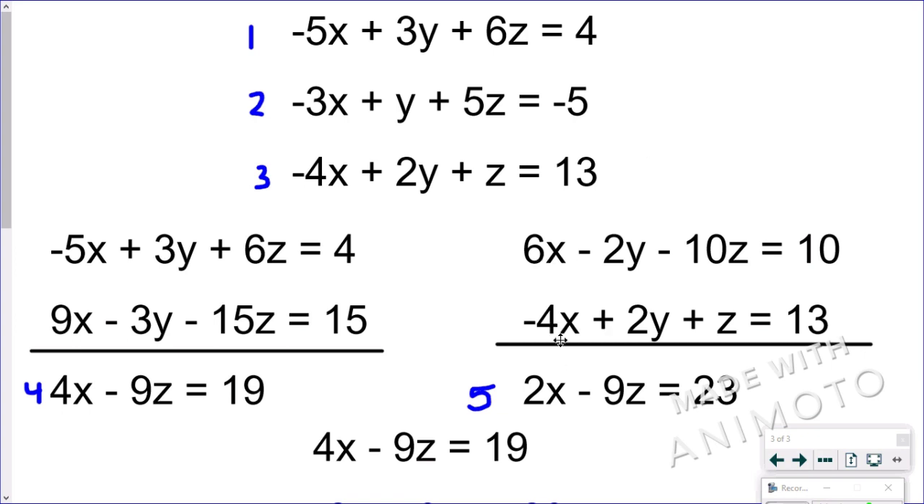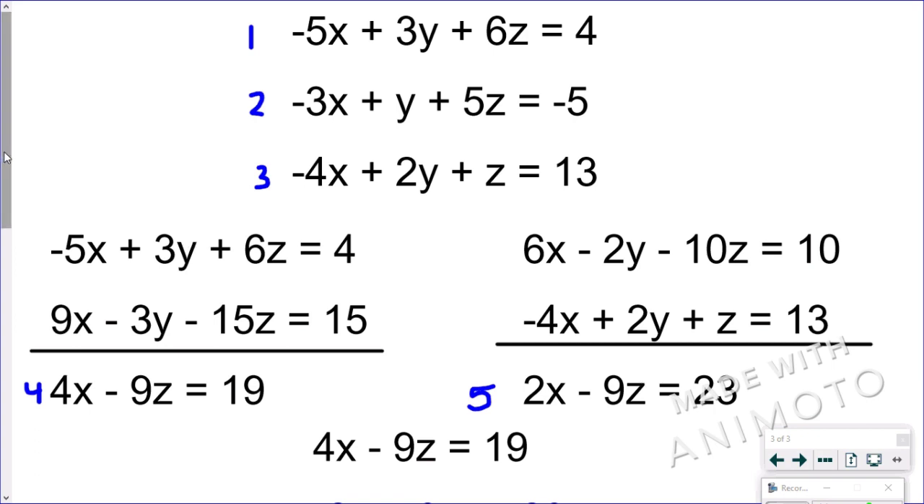And then I can combine like terms. Then I add. 6x plus -4x is 2x. -2y plus positive 2y cancel. -10z plus 1z is -9z. 10 plus 13 is 23. So there is now equation 4 and equation 5.